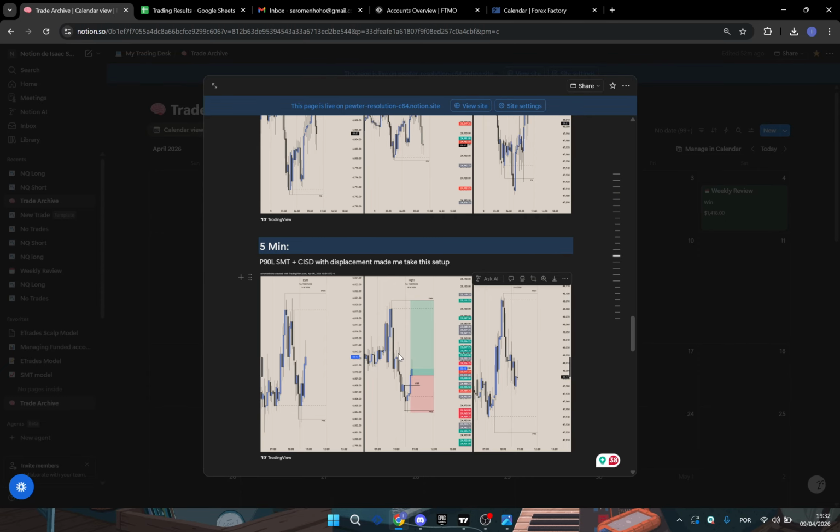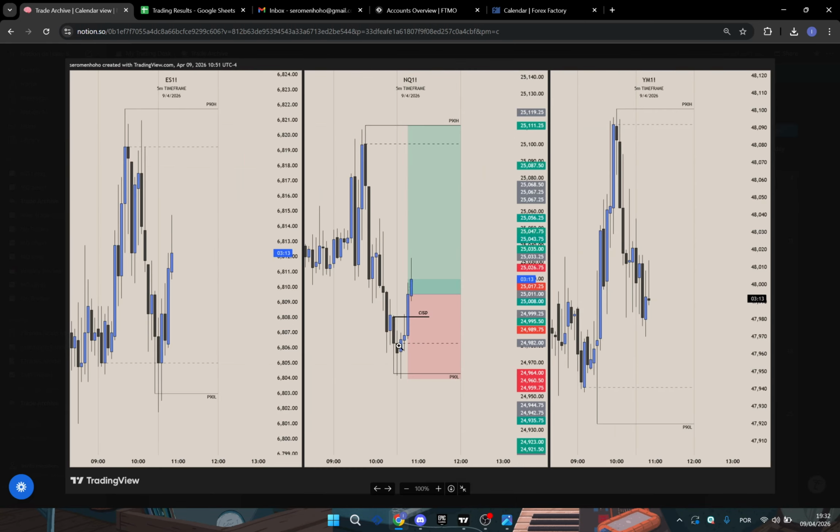And yeah, so we got this. So this was at 10:30 or just after 10:30. We had created a previous 90-minute low SMT, as you can see. YM didn't take out previous 90-minute low, but NQ and ES did. And then I didn't enter off this small change in state of delivery because I didn't have much confidence in it because of how weird and bearish price had been.